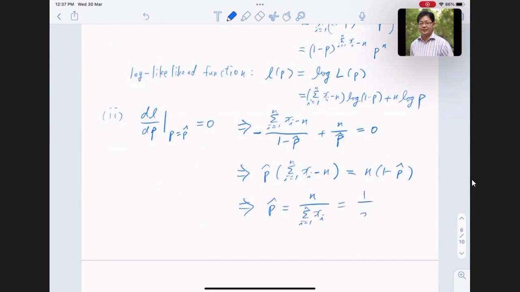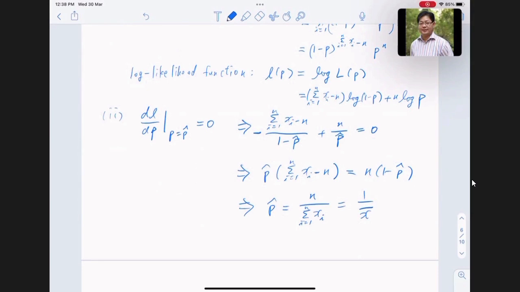And you can also express this in terms of the sample mean. So for the geometric distribution, the maximum likelihood estimator for the unknown probability p is the reciprocal of the sample mean. So this is a technique by which, in general, we will be able to find an expression for us to do the estimations.